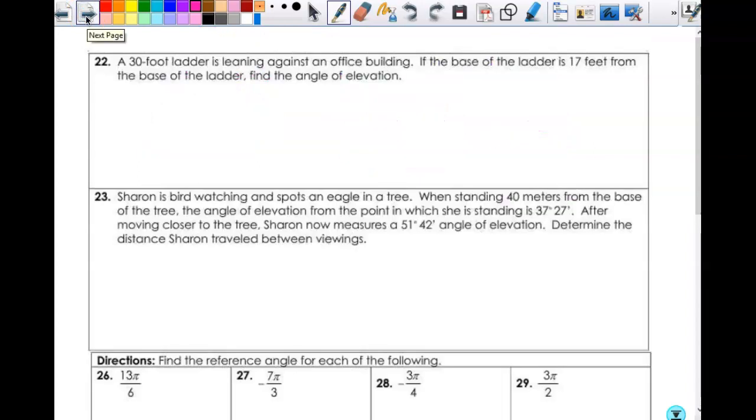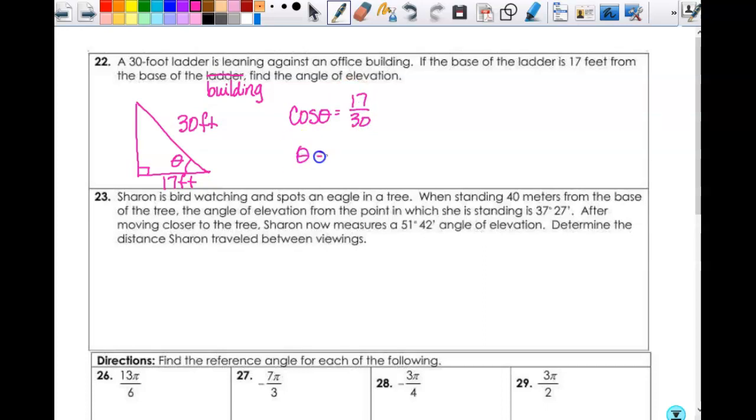Okay, on the back. A 30-foot ladder is leaning against an office building, and the base of the ladder is 17 feet from the base of the building. We're supposed to change that to building so that it makes sense. Find the angle of elevation. All right, so here's the building, here's the ladder, here's the ground. It's a 30-foot ladder. This is 30 feet. It is 17 feet from the base of the building. For the angle of elevation, we have to have a horizontal with that, so this is theta. So that means this is going to be the cosine of theta equals 17 over 30. Theta equals cosine inverse of 17 over 30. So theta is equal to 55.482 degrees.